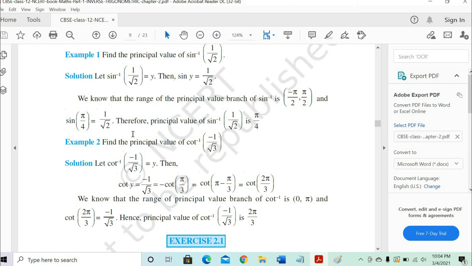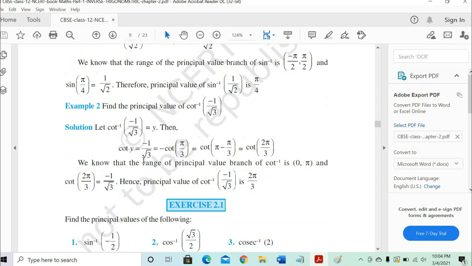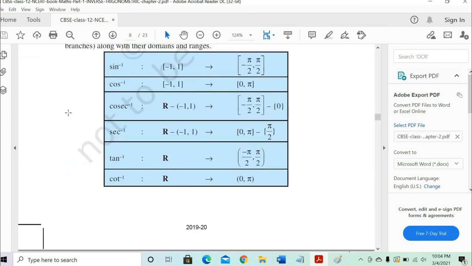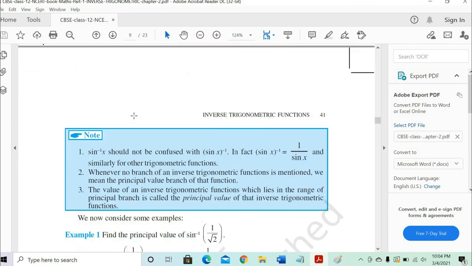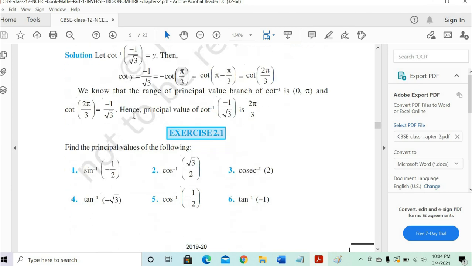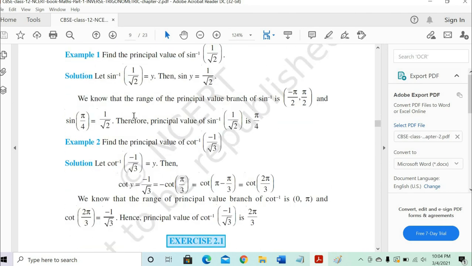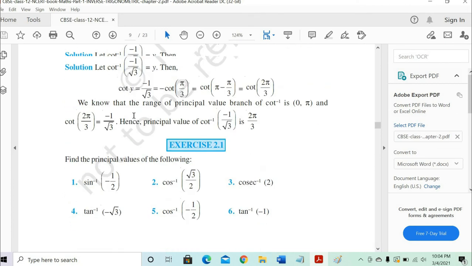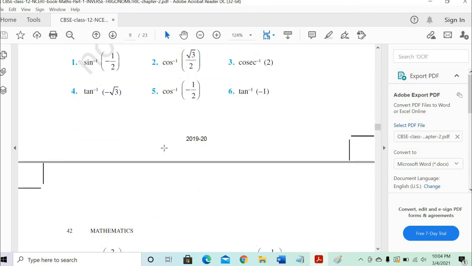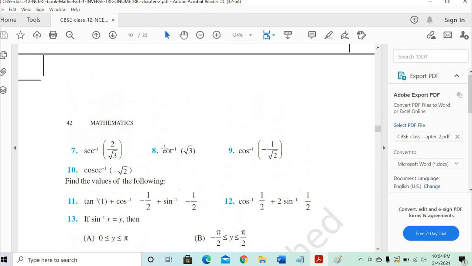Did you understand the method? Yes, understood. Any questions, any doubts? No, sir. Fine, no problem. So just revise whatever we have done, and remember this table, because we'll be reusing this table quite often. And give a shot at exercise 2.1 and mark the questions which you are not getting. We can discuss and resolve it.